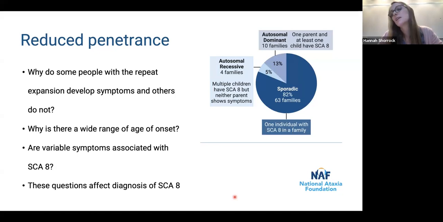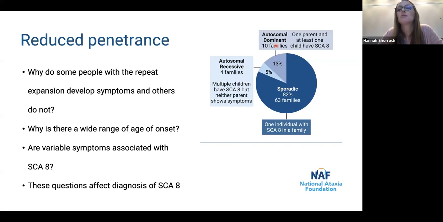So some countries don't routinely test for SCA8 because it can be very hard to actually provide information as to whether or not an individual is likely to develop the disease. And so understanding this aspect of reduced penetrance of SCA8 is really important for being able to provide better care for patients and being able to ensure that we can accurately diagnose this disease, provide appropriate genetic counselling, and stratify patients appropriately moving forward with clinical trials.